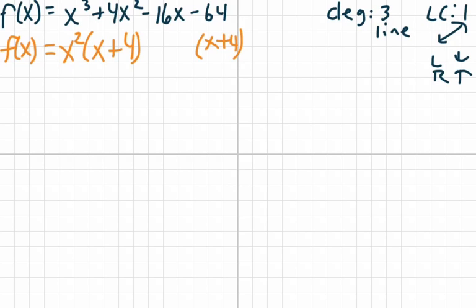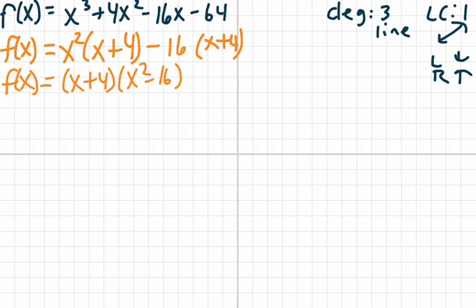And you might be able to figure it out from here. You're actually going to factor out a negative 16. You can do a quick little check on that. Negative 16 times x gives you negative 16x, and negative 16 times positive 4 gives you negative 64. Factoring out the x plus 4 leaves us with x squared minus 16, which of course is the difference of squares again. So I would have x plus 4, and then this, the difference of squares, factors into conjugates, x plus 4 and x minus 4.